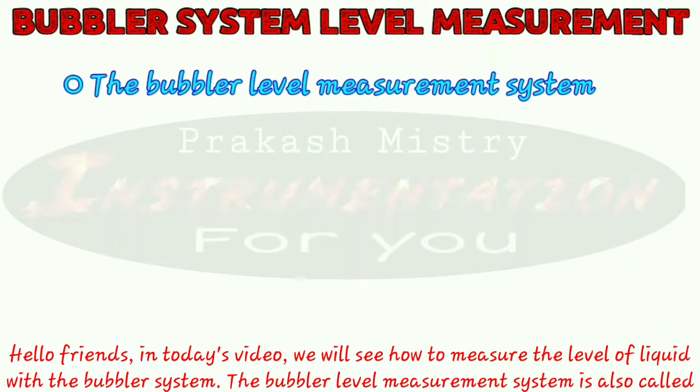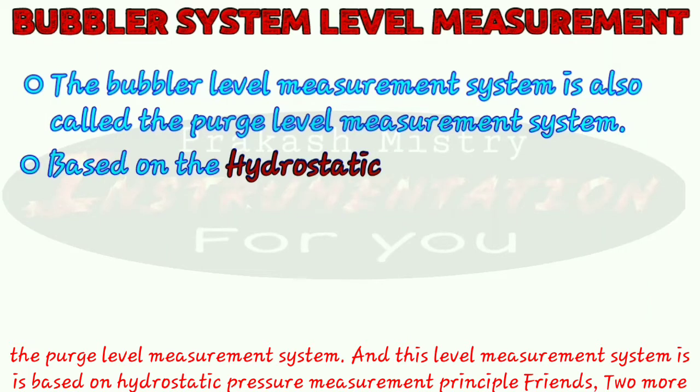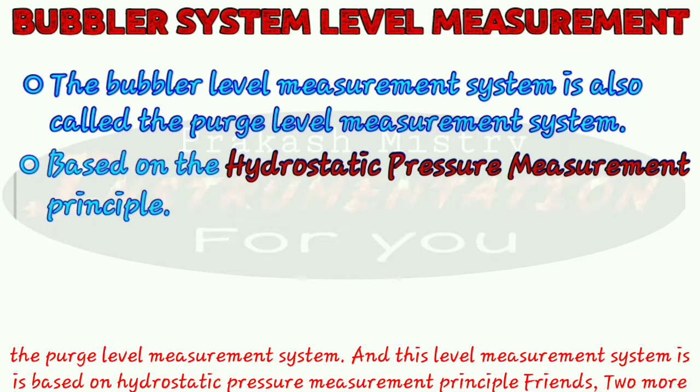The bubbler level measurement system is also called the pulse level measurement system, and this level measurement system is based on the hydrostatic pressure measurement principle.